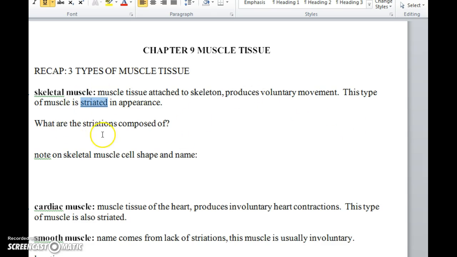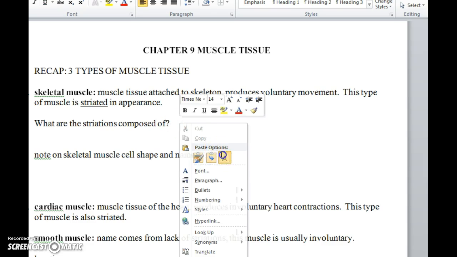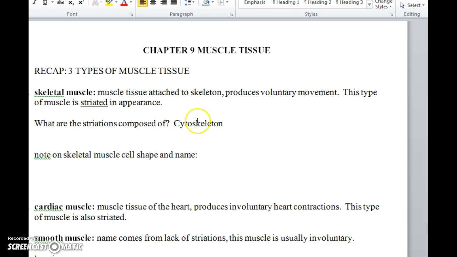All right, let's go back to here. What are the striations composed of? We're going to do the details on this later on, so for now this is just by way of review. It comes from the cell cytoskeleton, how the cytoskeleton is set up. If you don't remember the cytoskeleton from chapter 3, remember the cell skeleton. It's a dense network of proteins that all your cells have, and it helps support them and lets them move. It's really modified in these muscle cells. We'll do that later, but go ahead and write cytoskeleton right there.